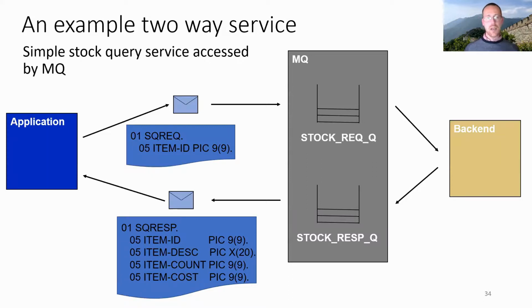So here's an example. I've got a traditional MQ application, perhaps running on the mainframe, perhaps not, sending data in a COBOL copybook with an item ID to a stock request queue. A backend application running in CICS gets that request, processes it, and gives you information about that particular stock ID in terms of description, count, and cost. I might have multiple applications doing this request, because this backend application is something I've had for a number of years, and I want to expose it to as many applications as possible.